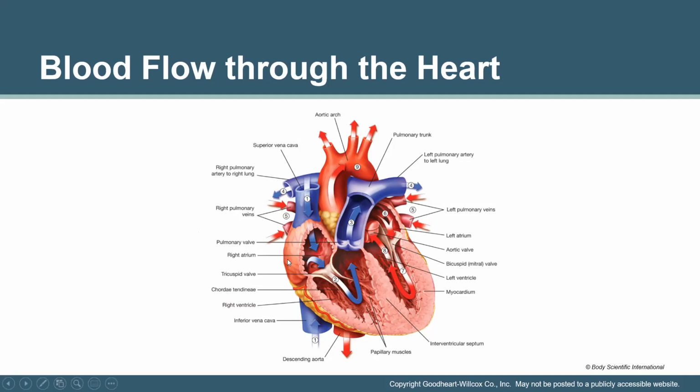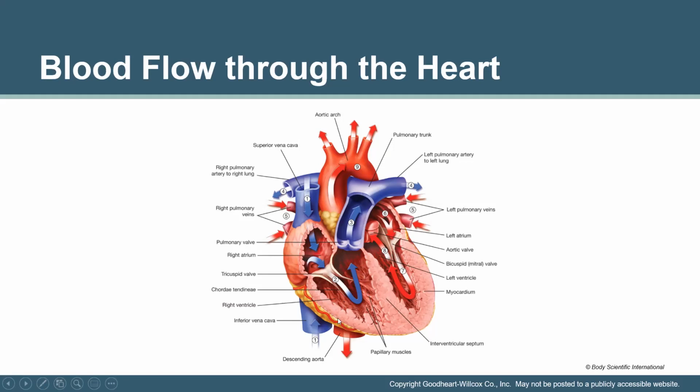Anyway, as the deoxygenated blood comes into the right atria, it will then flow into the right ventricle after passing through the tricuspid valve, which again is an atrioventricular valve, anchored to the papillary muscles of that right ventricle by way of the chordae tendineae.